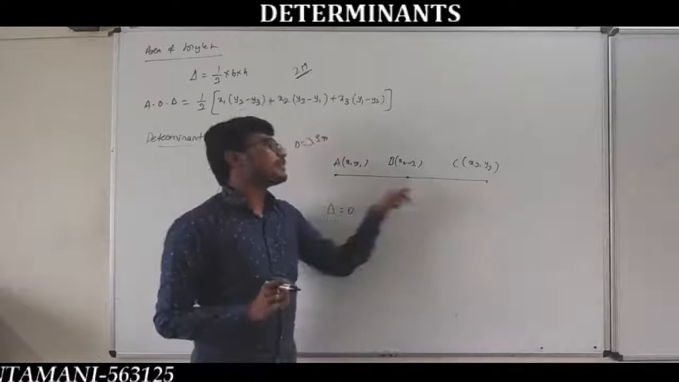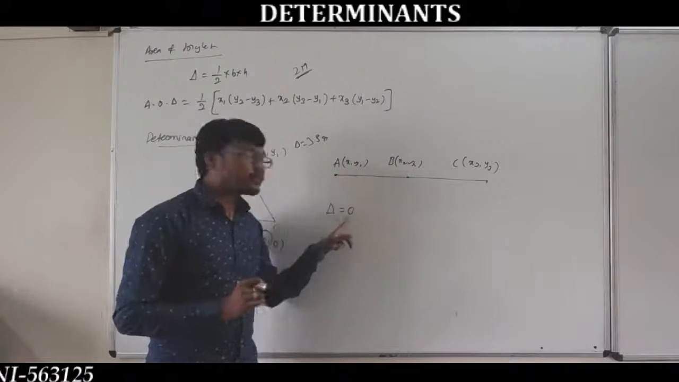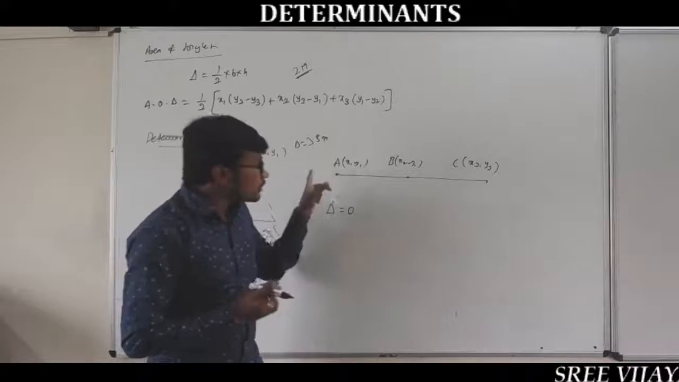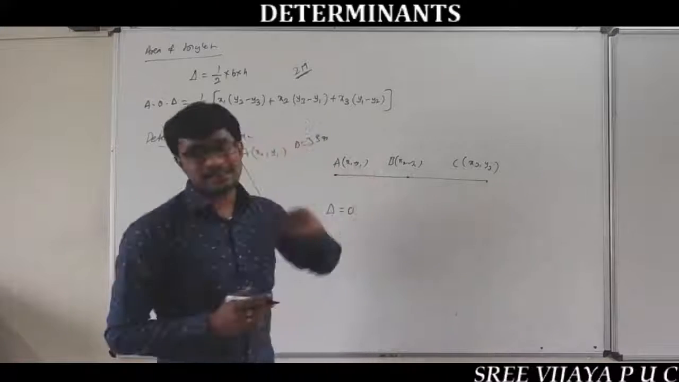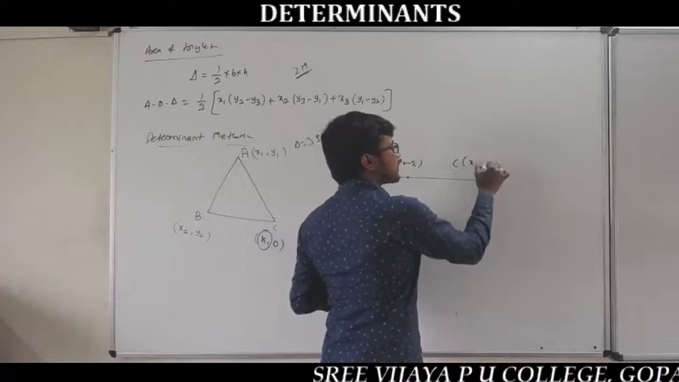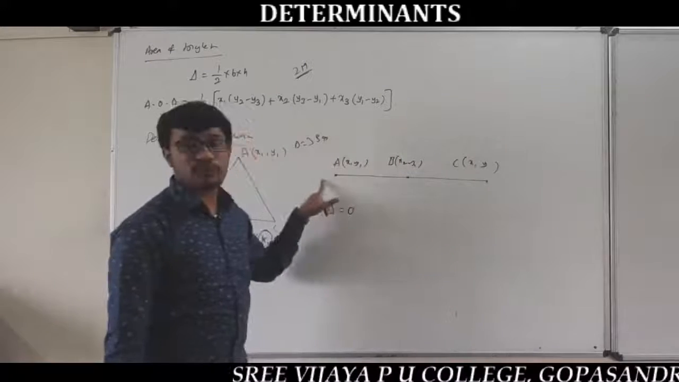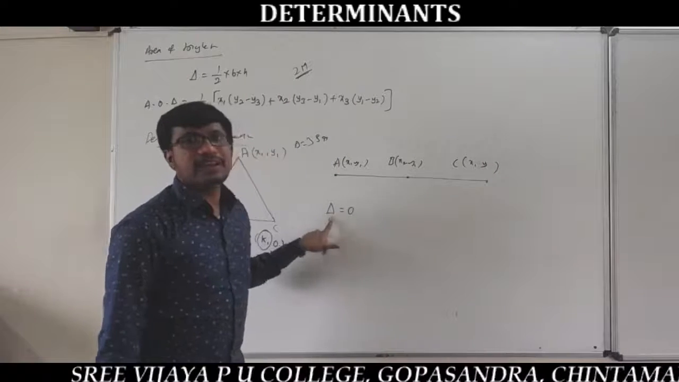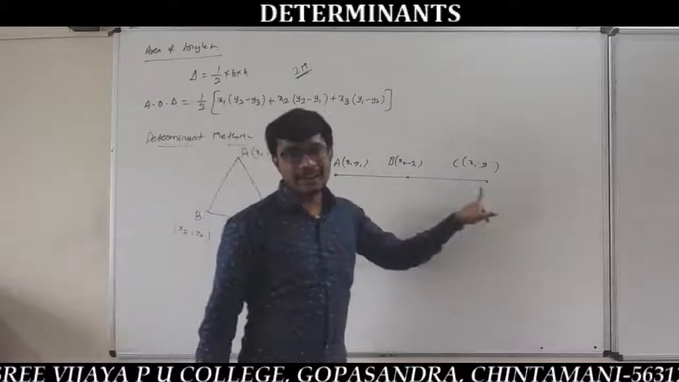If all the 3 points lie on the same line, then the area of the triangle will be equal to 0. So in this case, they have given any 2 points, A and B, and the point C can be taken as some x, y. To find this equation, what can you apply? Apply the concept of area of triangle equal to 0, since the points lie on the same line.